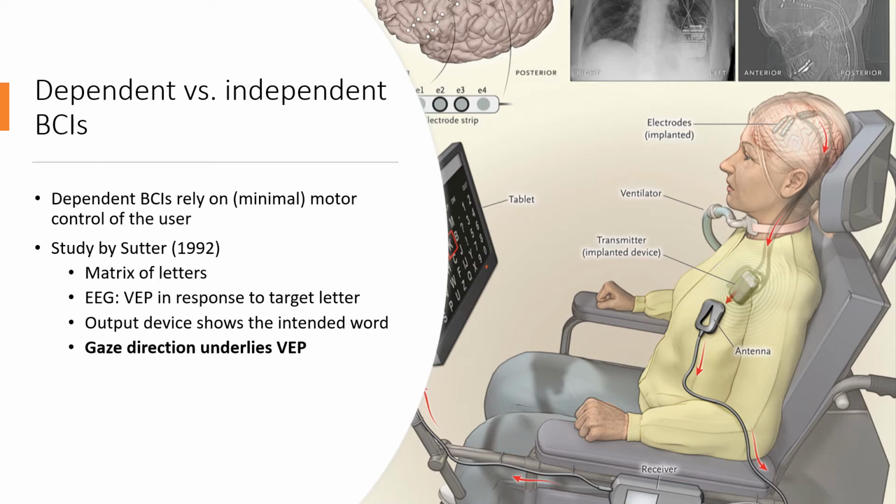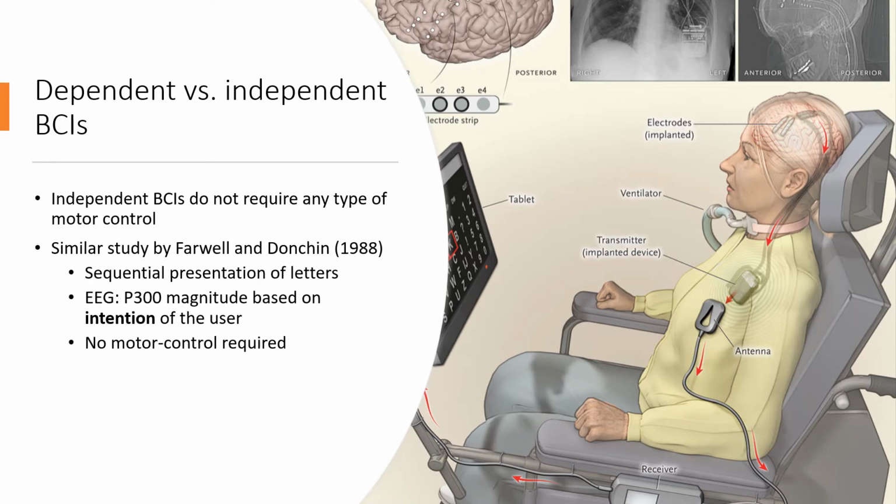Meanwhile, EEG recordings were being made to capture the visually evoked potentials that were elicited by looking at the target letters. These VEPs were used to determine which word was shown on an output device. The generation of this VEP is dependent on the eye gaze direction of the participant, and this means that it requires some form of motor control by the user, and that's actually what makes the BCI in this example a dependent one. In contrast, independent BCIs do not require any type of motor control by the user.